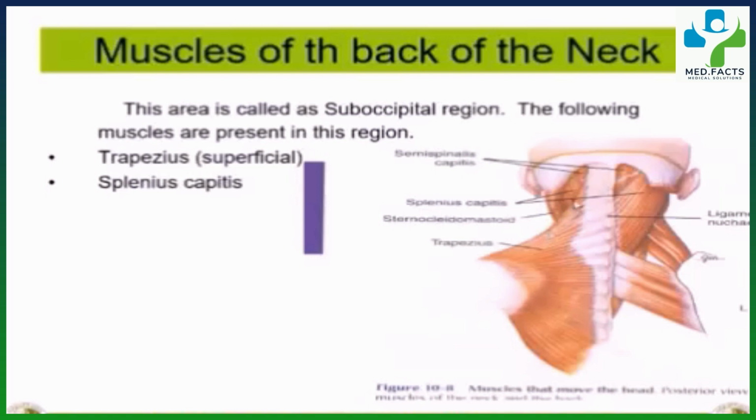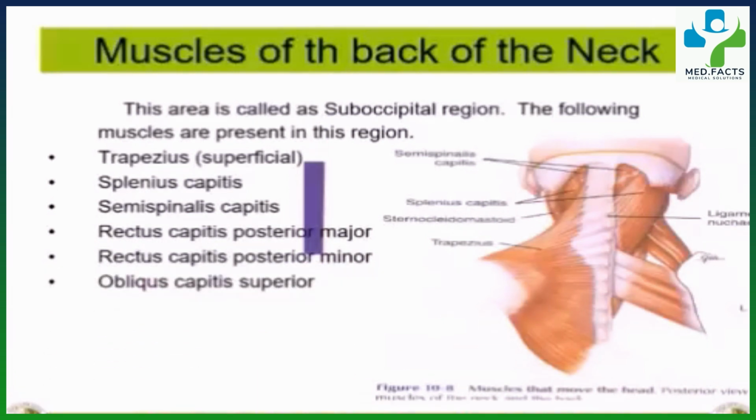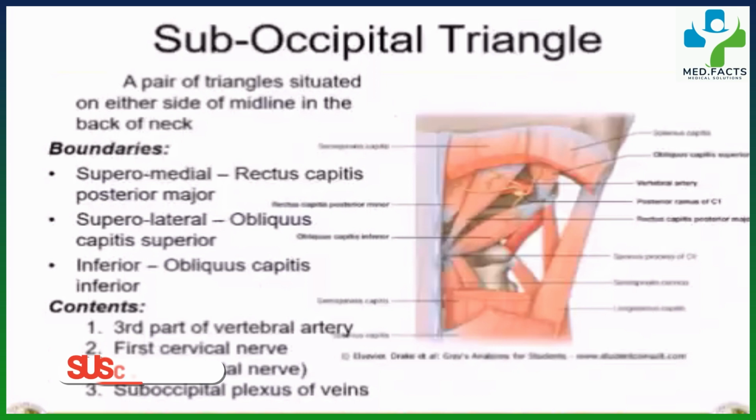Deep inside, if we go, we can see the splenius capitis. Then we have the semispinalis capitis here. You can see here, this is the semispinalis capitis. Then we also have, deep inside, if you go, we'll see with the next picture, rectus capitis posterior major, rectus capitis posterior minor, obliquus capitis superior and inferior. All these can be seen from deep.